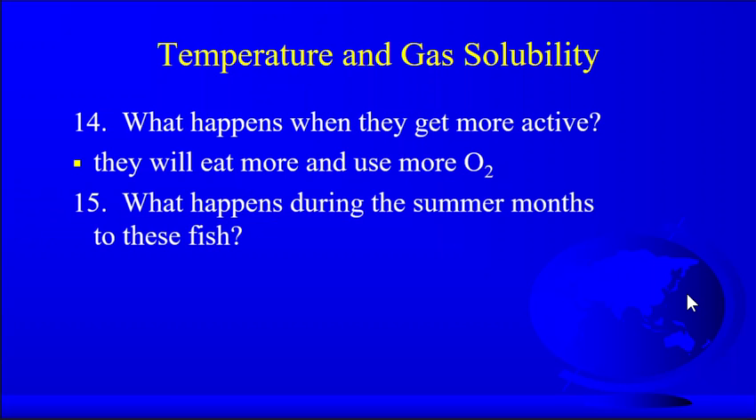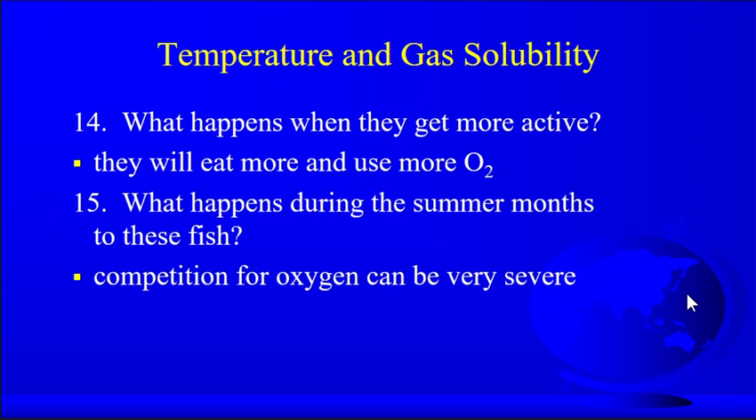So what happens during the summer months to these fish? If the water gets warm enough, it could kill them. There's a limited amount of oxygen and lots of fish. They're fighting for the oxygen now. They're not fighting for food, they are fighting for oxygen. There's plenty of food in the summertime.